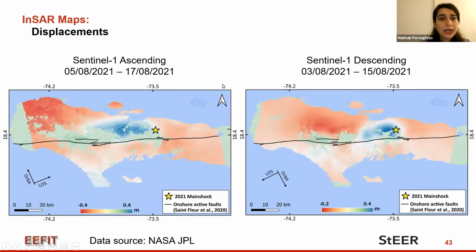Here we see two displacement maps which are obtained by unwrapping the phase values of the generated interferograms, in which the positive values, which are shown in blue color, represent movements toward the satellite, while the negative values, which are shown in red color, represent movements away from the satellite. The displacement map obtained from the ascending track shows a range from minus 40 centimeter to 40 centimeter, and the descending one shows a range from minus 20 to 40 centimeter. Next.